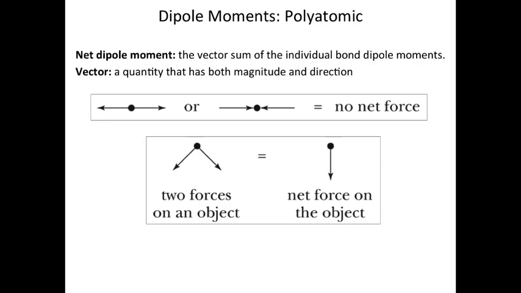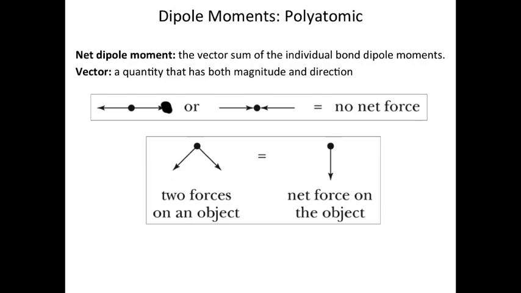So the examples here: if you have, say, a central atom and then two external atoms out here, and you add the two arrows up, then you would get no net force because they're pointing with the same magnitude, so the same length, in opposite directions. Whereas if you have something like this, with three atoms here, and you have some polar bonds and they point in different directions that are not straight across from each other, then you'll get a net force on the object.